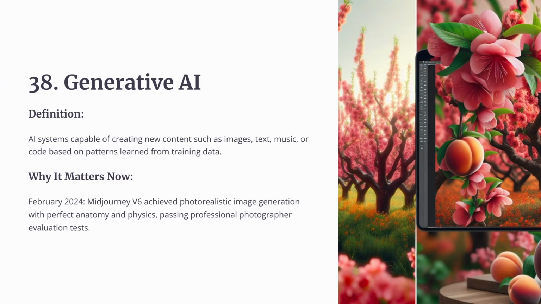Generative AI systems are capable of creating new content such as images, text, music, or code based on patterns learned from training data. This is AI as a creative partner. Just as a human artist creates new artwork based on their experience and training, generative AI can create new content. Midjourney's breakthrough is remarkable. We've reached a point where AI can create images so realistic that even professional photographers can't tell they're AI generated.